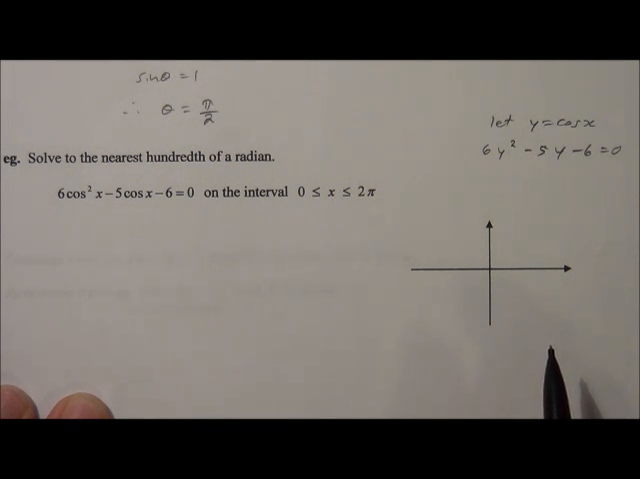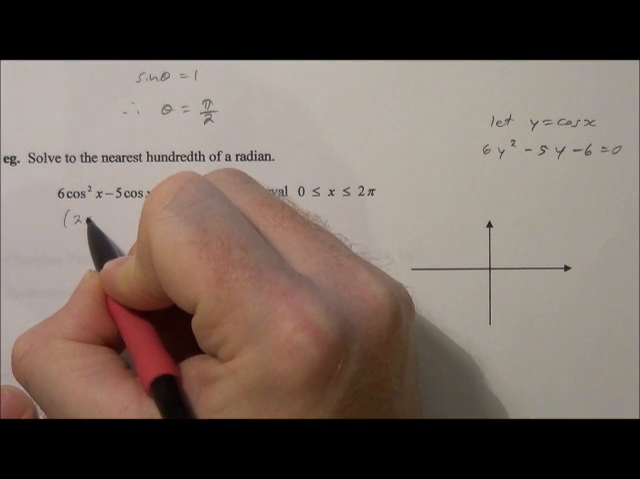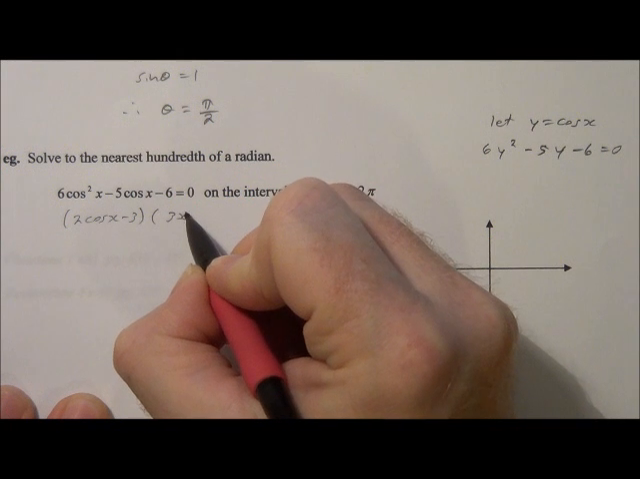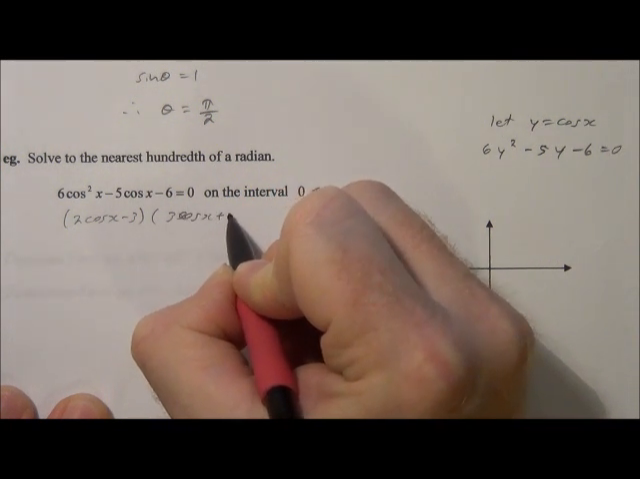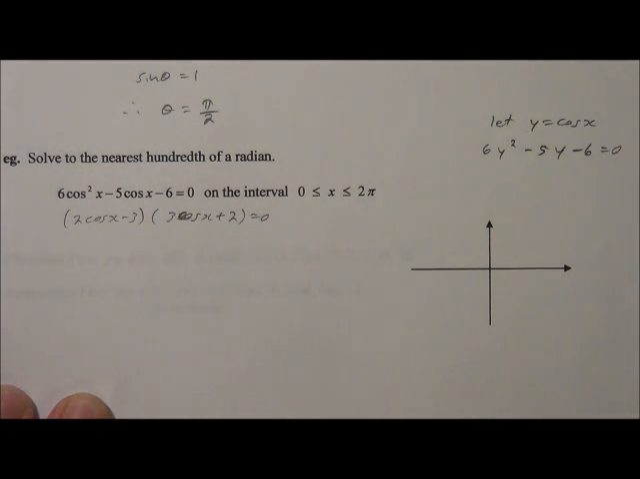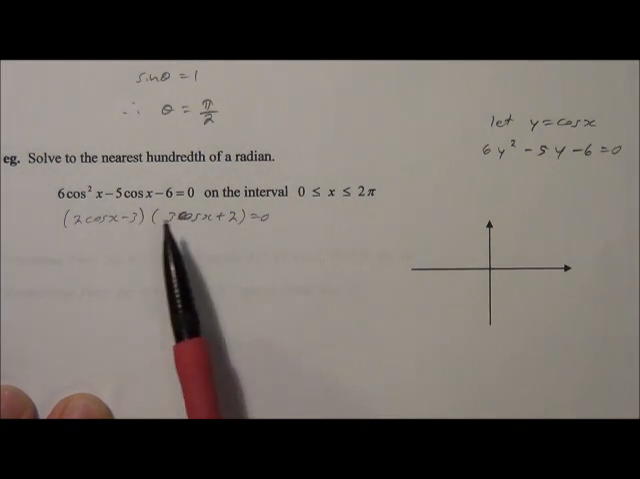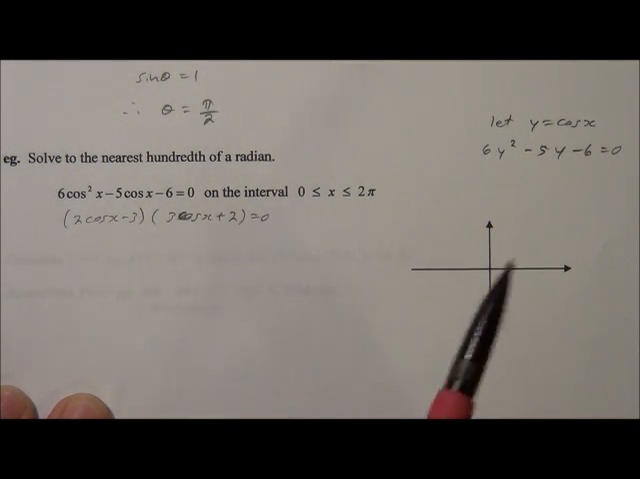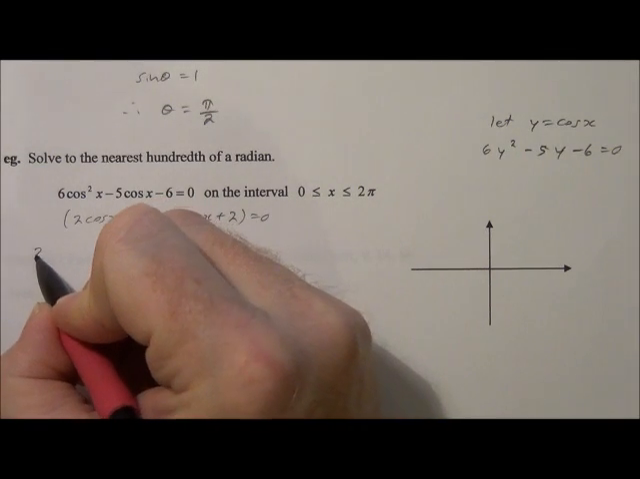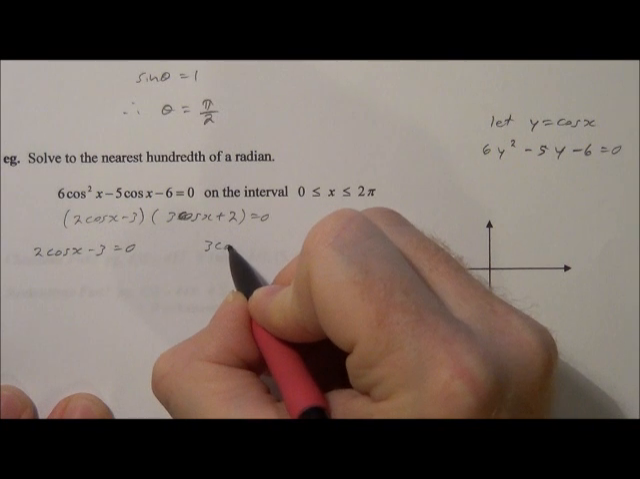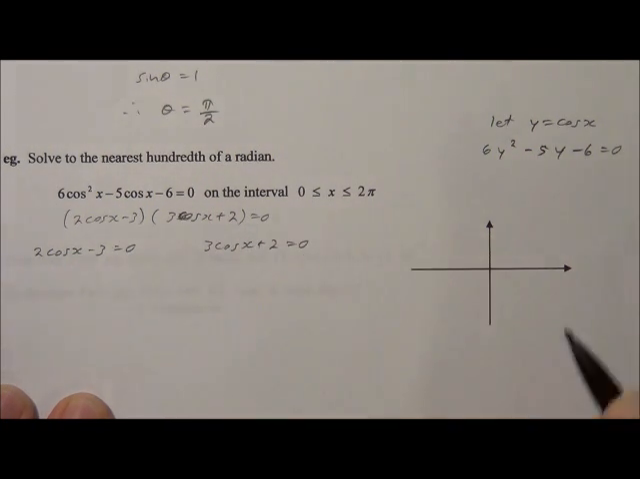Okay, so now that that's been completed, check here. We've got 2 cos x minus 3 times 3 cos x plus 2 equals 0. And again, we've got two factors that multiply together to give you 0. Either one factor equals 0 or the other factor equals 0 or both. So we've got 2 cos x minus 3 equals 0 and 3 cos x plus 2 equals 0. Now we can solve them both for cosine x.